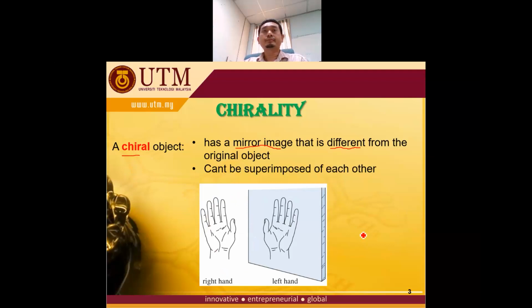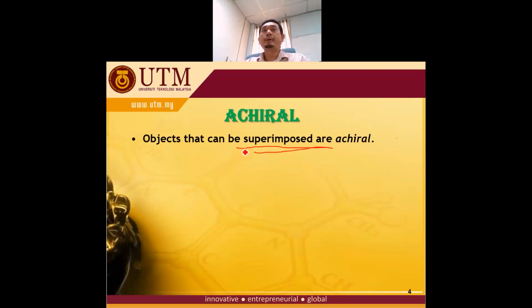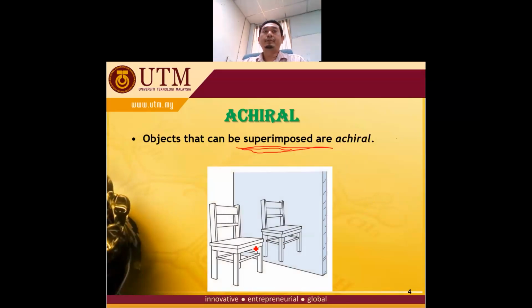Achiral means the object can be superimposed. That's what we call achiral. For example, if you use this chair in front of a mirror, we get this mirror image, and then we can superimpose. They are exactly 100% the same. You can superimpose, it's exactly the same. So this one we can conclude as an achiral object.